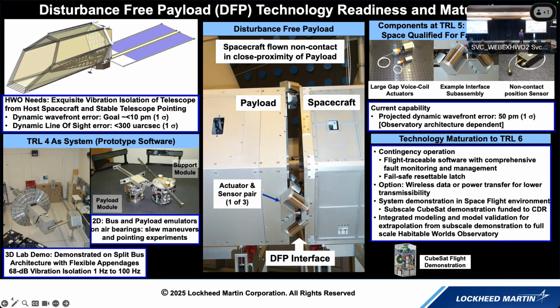That system has three functions. It provides payload pointing, using the voice-coil actuators to apply forces to the telescope based on attitude correction requests, whatever those might be. Those forces are reacted on the spacecraft.